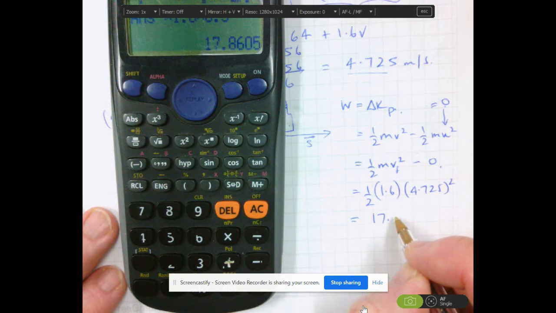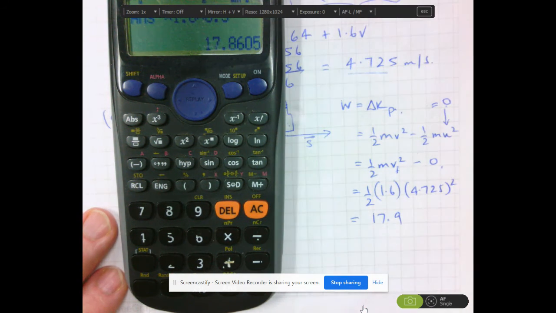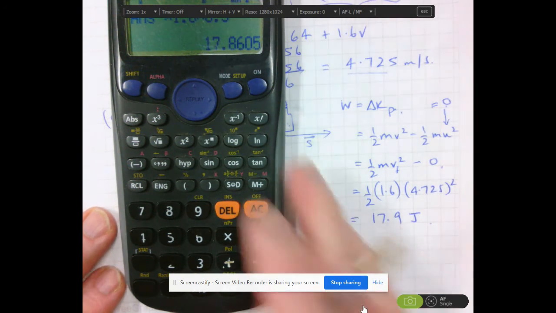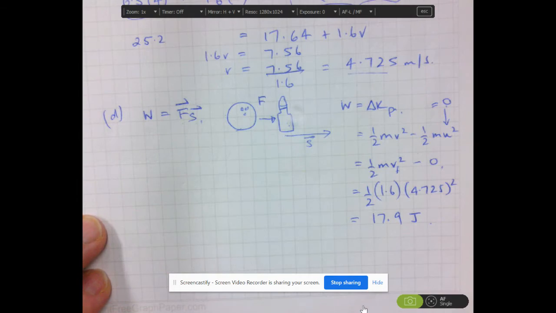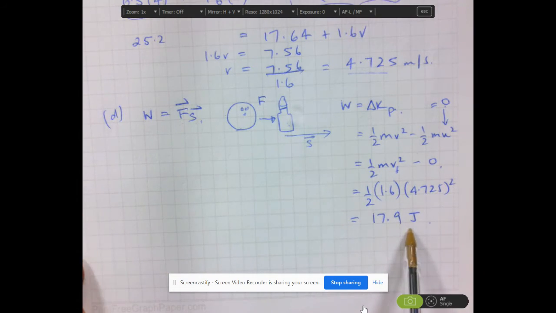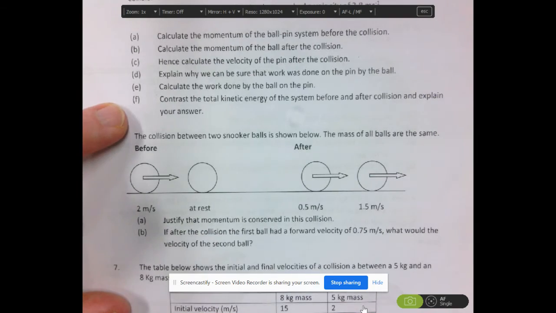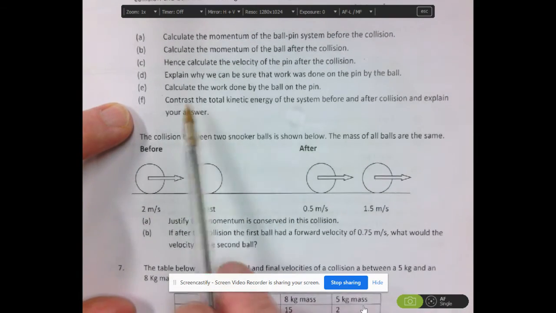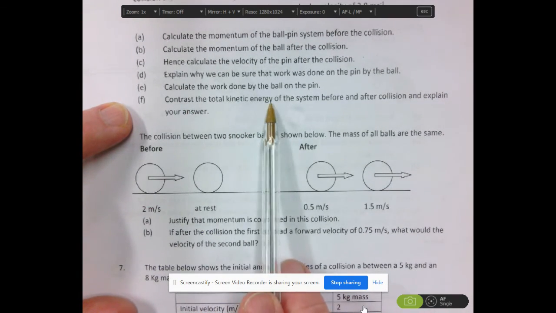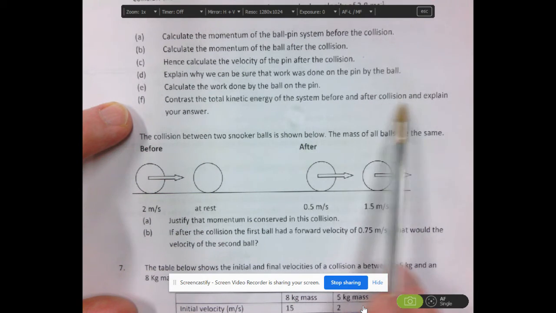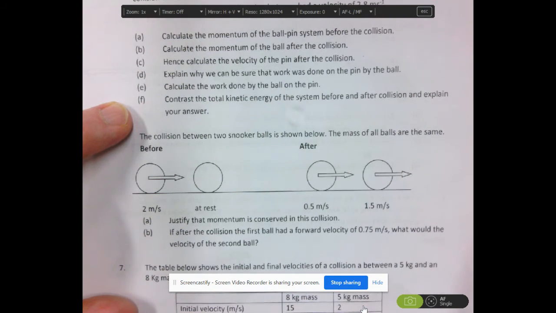17.86, which I'm going to round to, yeah, I'll round that to 17.9, and work is measured in joules. Okay. Right, so that's calculating that. Going to part F now. Contrast the total kinetic energy of the system before and after and explain your answer.